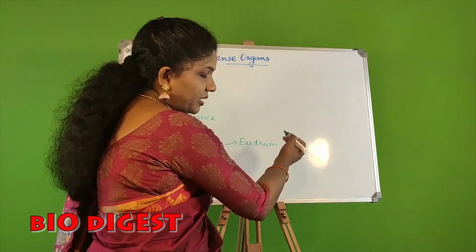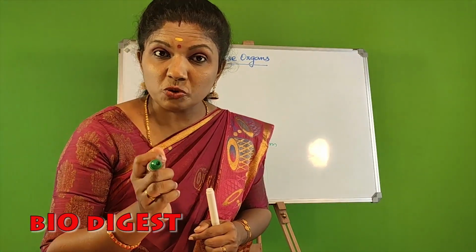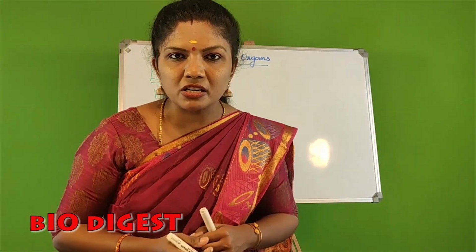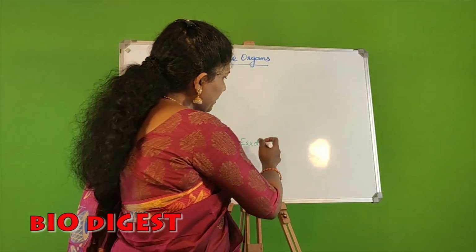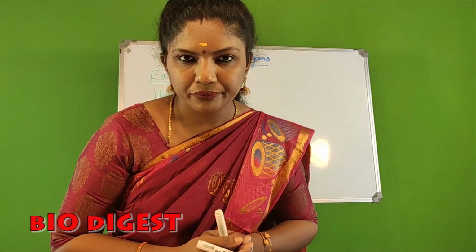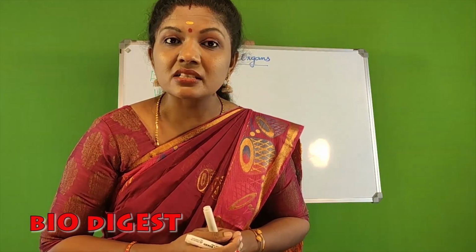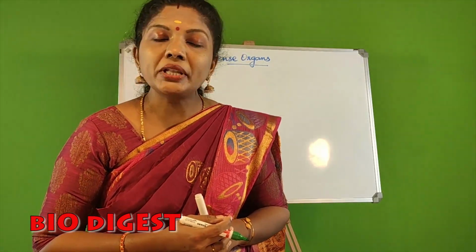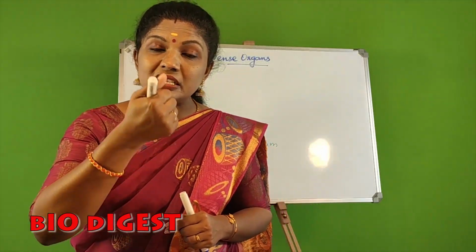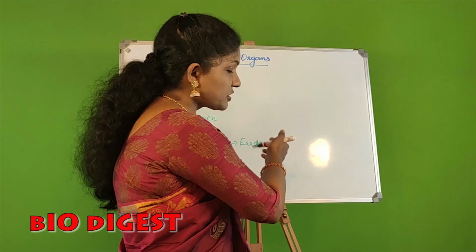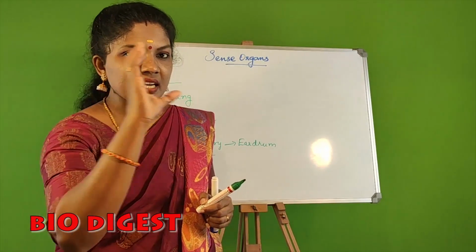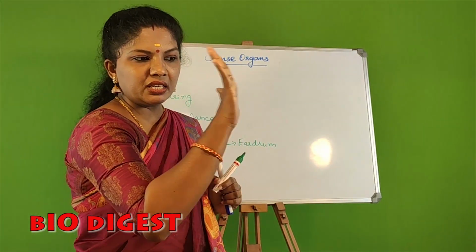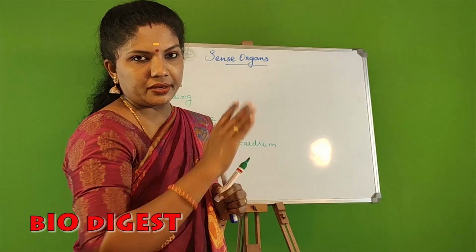Now what is in touch with the eardrum? Please do watch my previous video for understanding the parts of the ear. The eardrum is in touch with one bone, which is called the hammer, otherwise called the malleus. The handle of the hammer bone is in touch with the inner surface of the eardrum. So what happens? When the collected sound waves strike the eardrum, it is set into vibration.